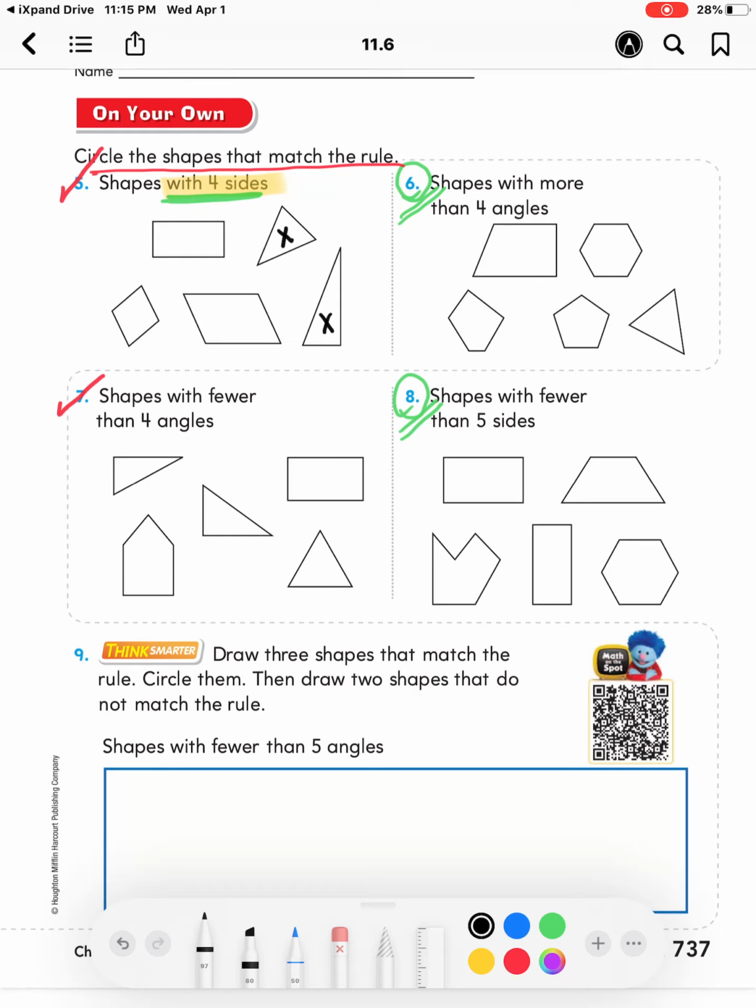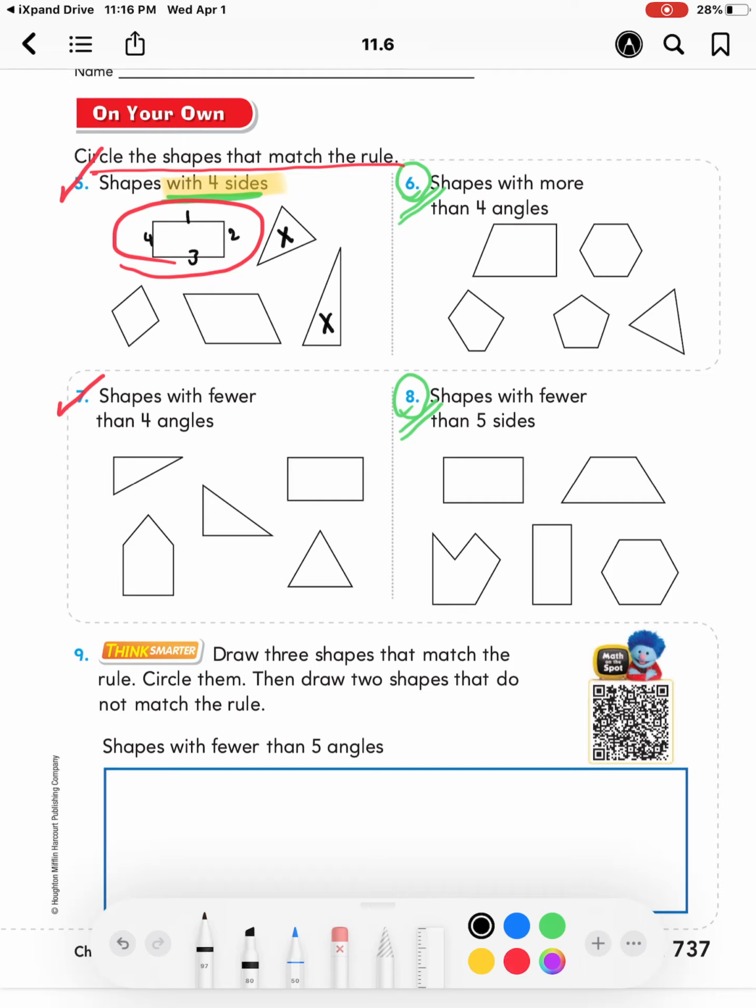Here this is a rectangle. So a rectangle has 4 sides. 1, 2, 3, and 4. Okay? 2 long sides, 2 short sides, and the sides of a rectangle are never all equal. Only in the square can we find equal sides, not the rectangle. So we will circle the rectangle because it's a shape with 4 sides.